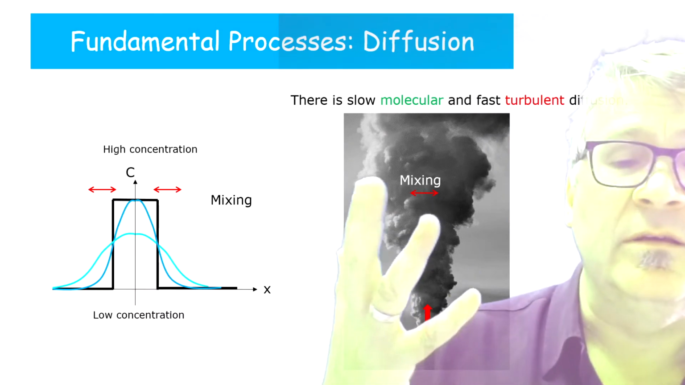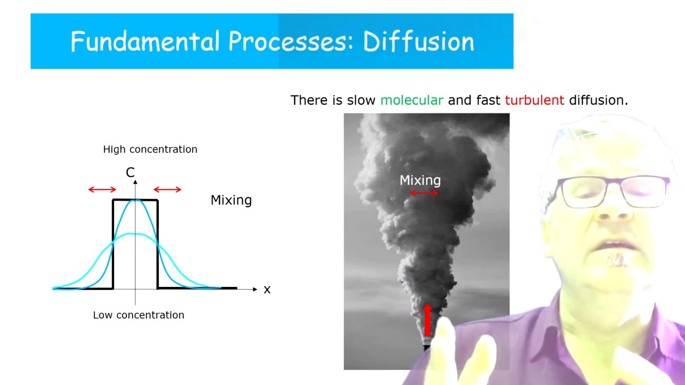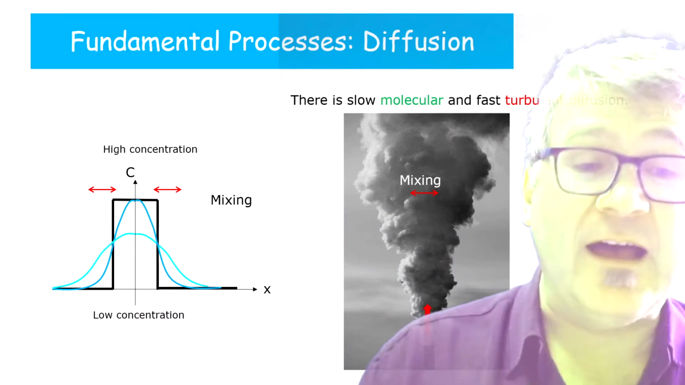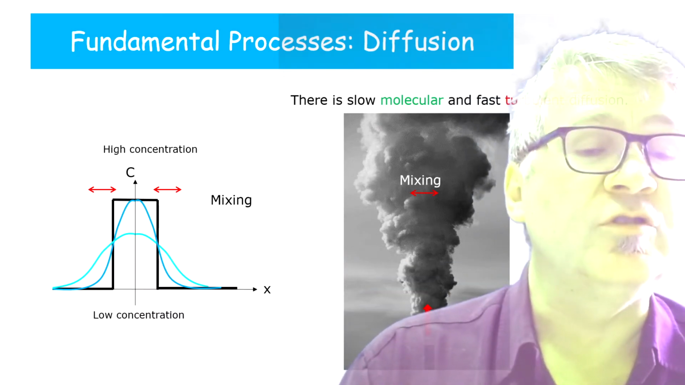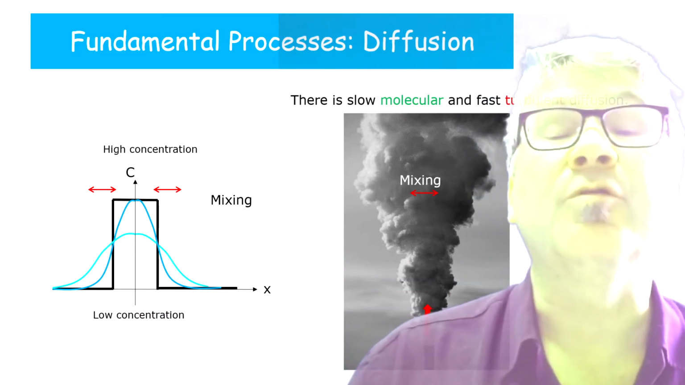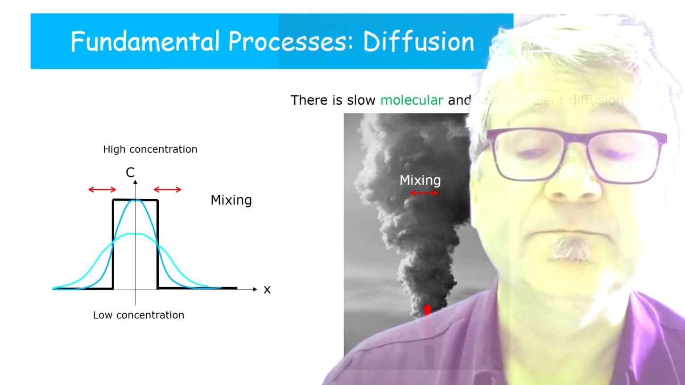Okay. There are two different types of diffusion. One is slow, and it's based on molecular processes, and the other one is fast and it's called turbulent diffusion. And turbulent diffusion is actually created through instabilities. It's a very fast mechanism.